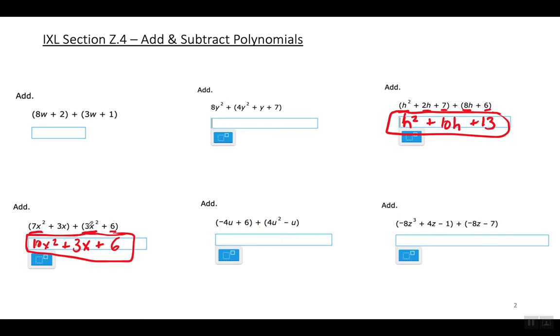Okay, over here. And by the way, you should always put your answer from the greatest exponent to the smallest exponent. You should put it right that way, okay?